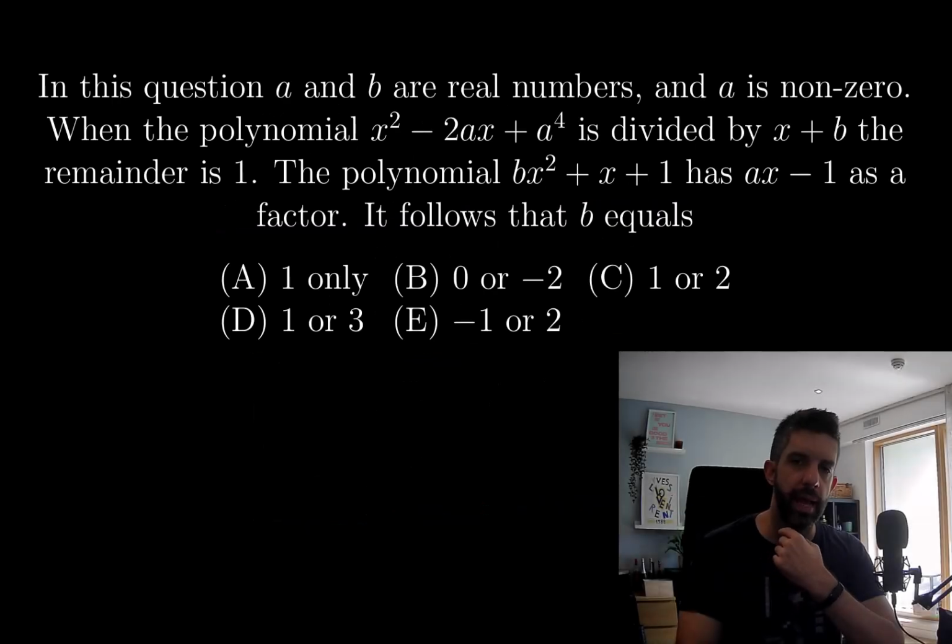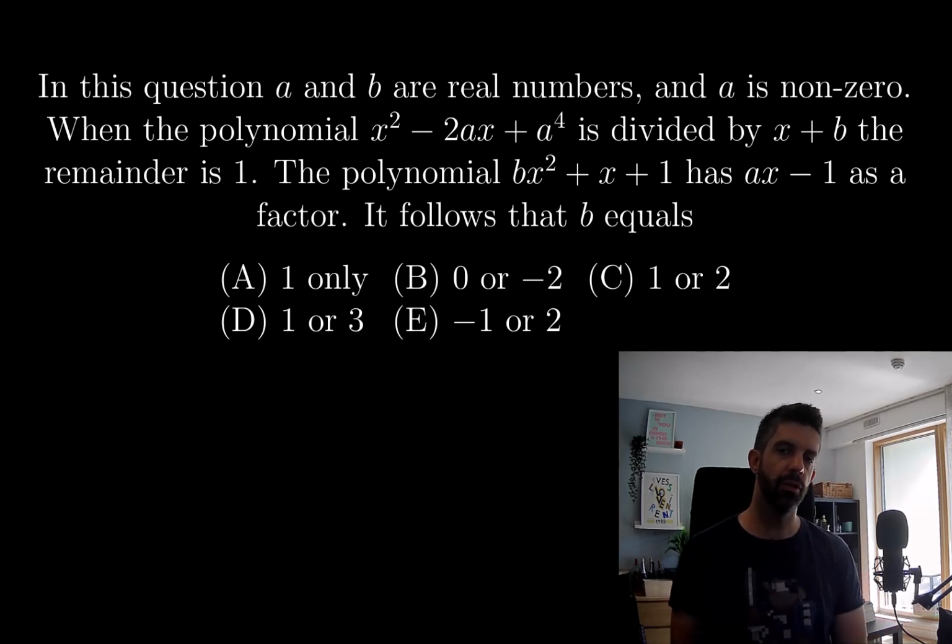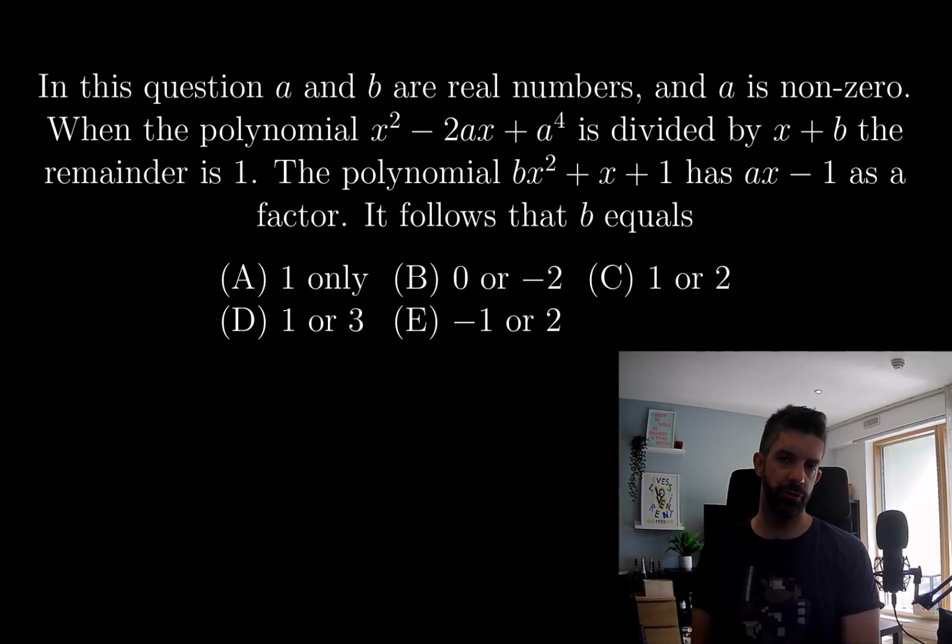In this question, a and b are real numbers, and a is non-zero. When the polynomial x squared minus 2ax plus a to the 4 is divided by x plus b, the remainder is 1. The polynomial bx squared plus x plus 1 has ax minus 1 as a factor. It follows that b equals one of these possible options.